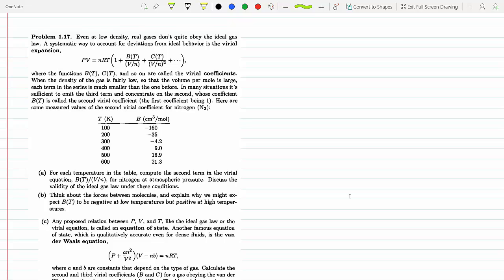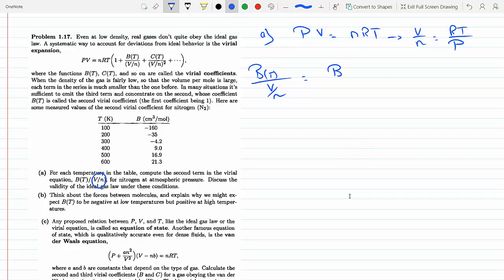I know that V over N, I'm going to work it out here on the right hand side. So for part A, I know the ideal gas law is PV equals nRT. I will express this ratio V over N in terms of the rest of these variables. I can divide both sides by N and then divide both sides by P. So I would get V over N equals RT over P. So B of T divided by V over N is the same exact thing as B of T divided by RT over P, which means B of T times P divided by RT.